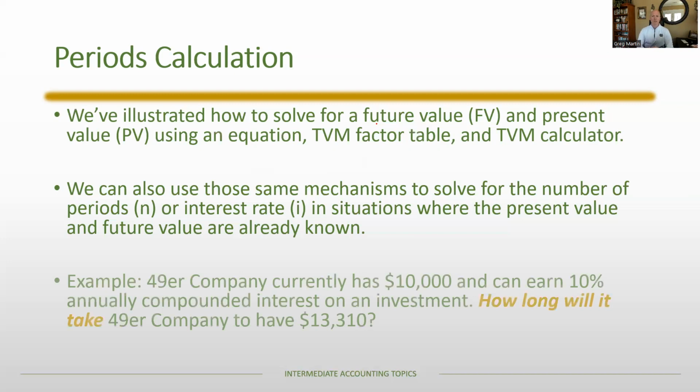All right, so again, back to our core example, because we know the answer, but we want to make sure we understand it. They currently have $10,000. They can earn 10%. Now, instead of giving you the n, we're going to give you the future value, asking, at what point will they have $13,310? We know the answer is 3, but let's walk through how we can solve that using an equation.